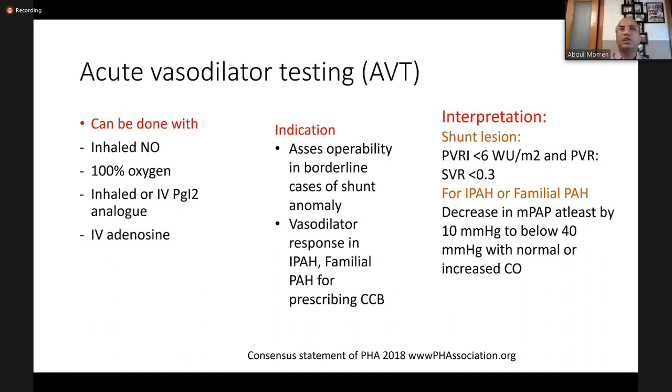On that occasion, I presented cases of idiopathic pulmonary hypertension where we do the acute vasodilator testing by adenosine, not by 100% oxygen. So it is all the same. We can do it by any of them.